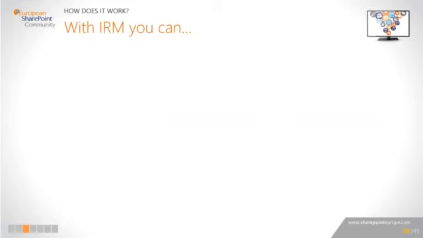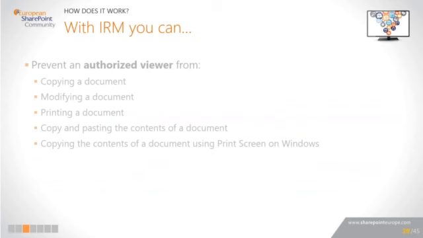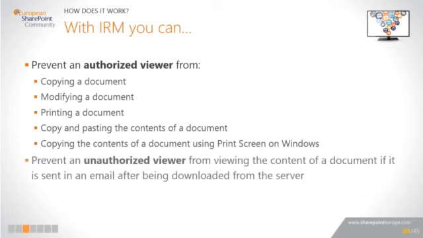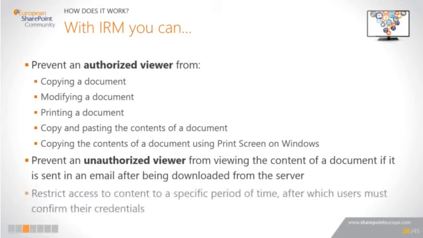So here's the list of capabilities that IRM brings to the table. You can prevent an authorized viewer, that is someone with read permissions on that document, from copying, modifying, printing, copying and pasting, and using print screen on Windows on a protected document. You can also prevent an unauthorized viewer, that is someone who has no permissions at all, from accessing the document contents, even if the document is sent via email after being downloaded from the server. And you can restrict access to specific periods of time, after which users must revalidate their identity or even have to re-download the document.